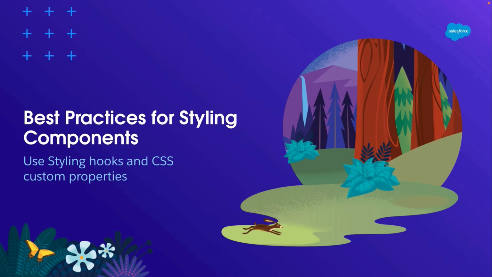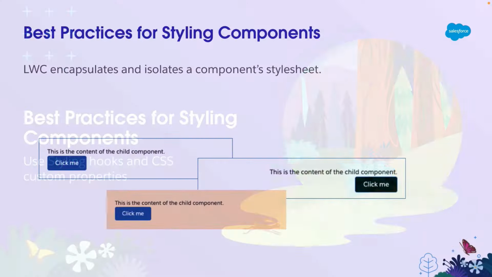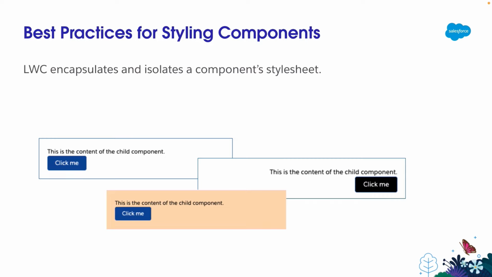Alright, in this section, we'll take a look at some of the best practices for styling Lightning Web Components. Now, before we look at the best practices for styling components, let's understand how CSS works within Lightning Web Components. Lightning Web Components encapsulate and isolate a component's style sheets. What this means is your style sheets do not cascade, and they are encapsulated within the component style sheet.